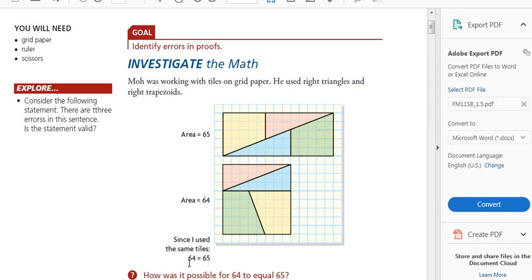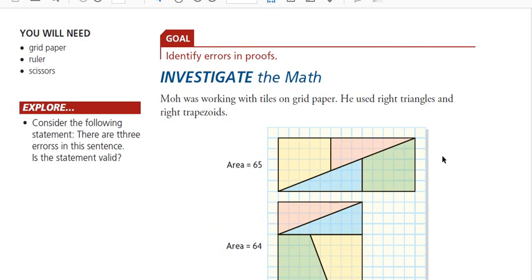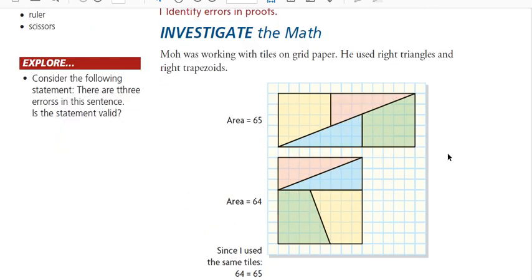So why don't you take another 1 minute and talk with someone next to you about what is up with this. Does 64 actually equal 65? Or where may there be some invalidity here? Okay, so go ahead and take a moment to discuss that.